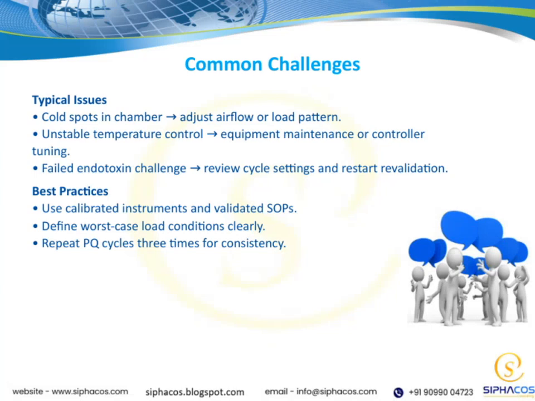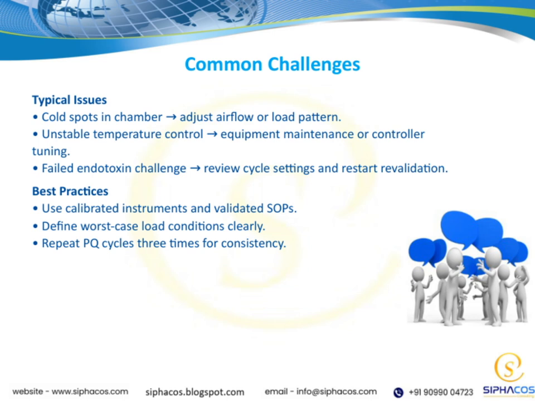Let's talk about some common challenges we might encounter during validation. One typical issue is cold spots in the chamber. When that happens, adjusting the airflow or rethinking the load pattern can usually help improve uniformity. Another challenge is unstable temperature control, which often points to the need for equipment maintenance or tuning the controllers to get better stability. And if we experience a failed endotoxin challenge, it's important to review the cycle settings carefully and then restart the revalidation process to ensure everything is compliant.